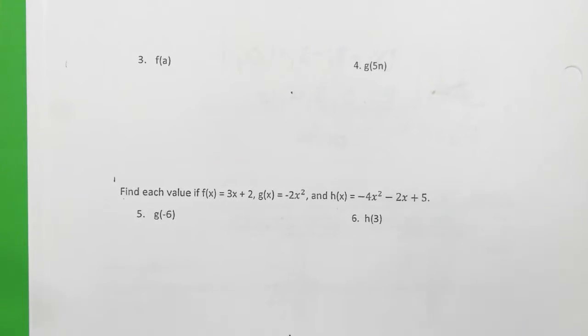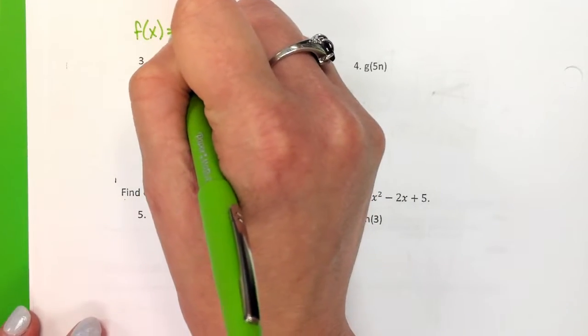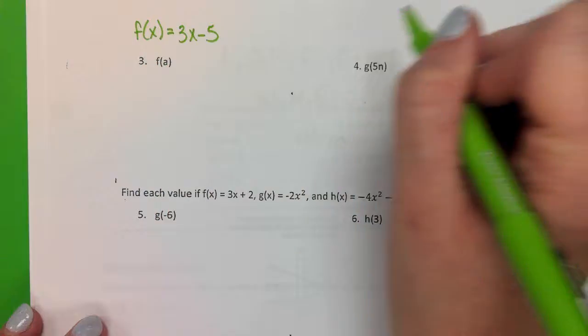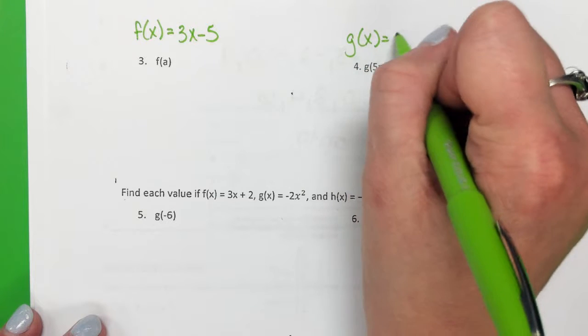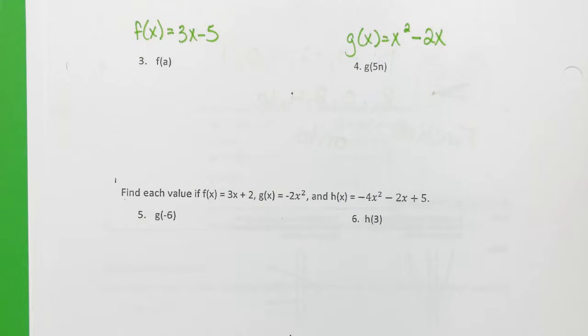Okay, so what was f of x again? f of x equals 3x minus 5. And what was g of x? x squared minus 2x. Okay, here we go. Don't let it freak you out. Number 3 on the next page. Instead of plugging in a number, on the next page, we're on page 3.